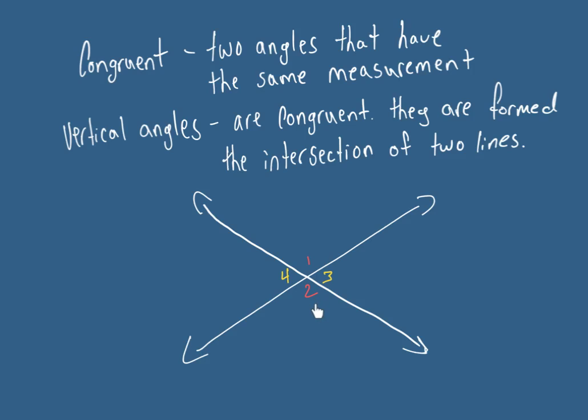And vertical angles are going to be across from each other. So 1 is across from 2, so we would say that angle 1 and angle 2 are vertical angles. And 3 is across from 4, so we would say that 3 and 4 are vertical angles. Because of this relationship, we can say that angle 4 equals angle 3 because they are congruent. And we can also say that angle 1 is equal to angle 2 because those two are vertical angles and they will be congruent as well.